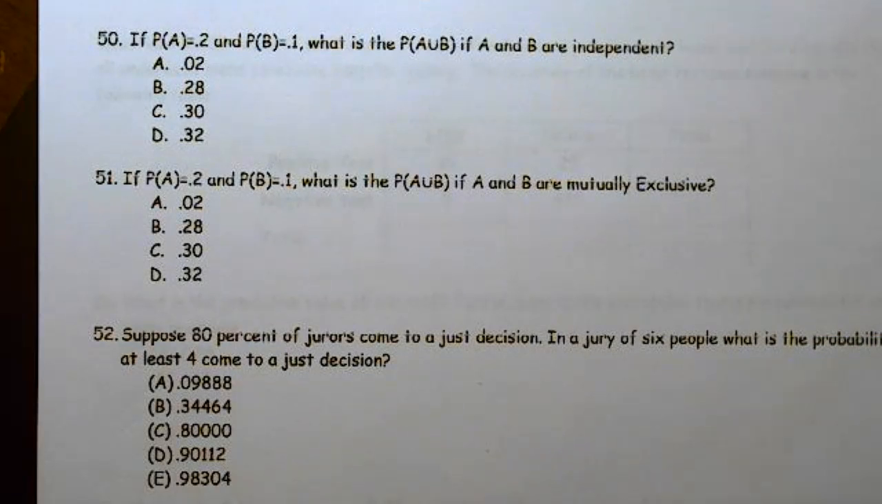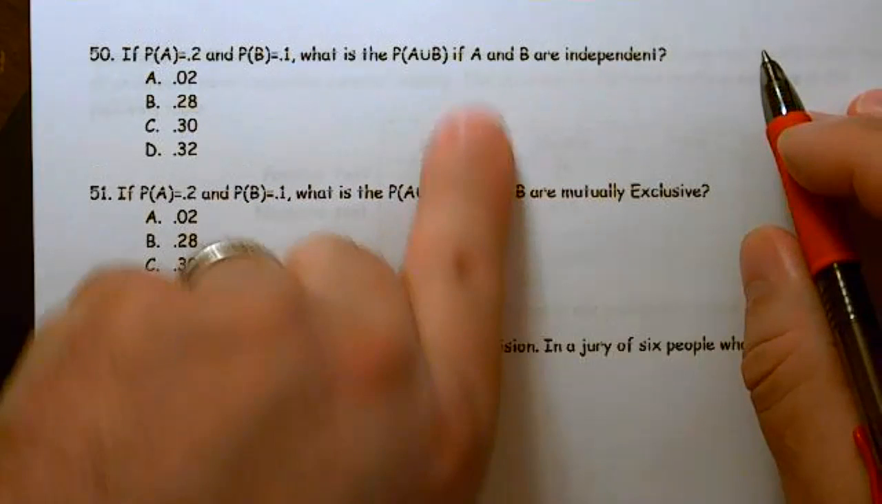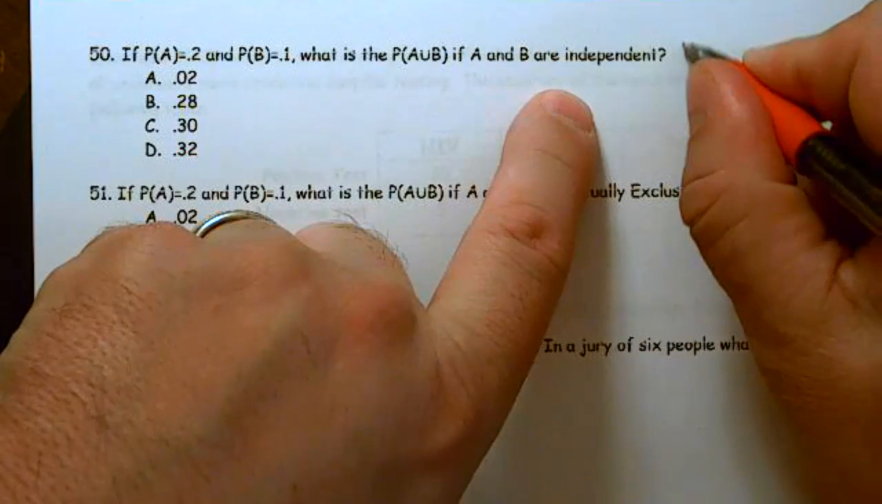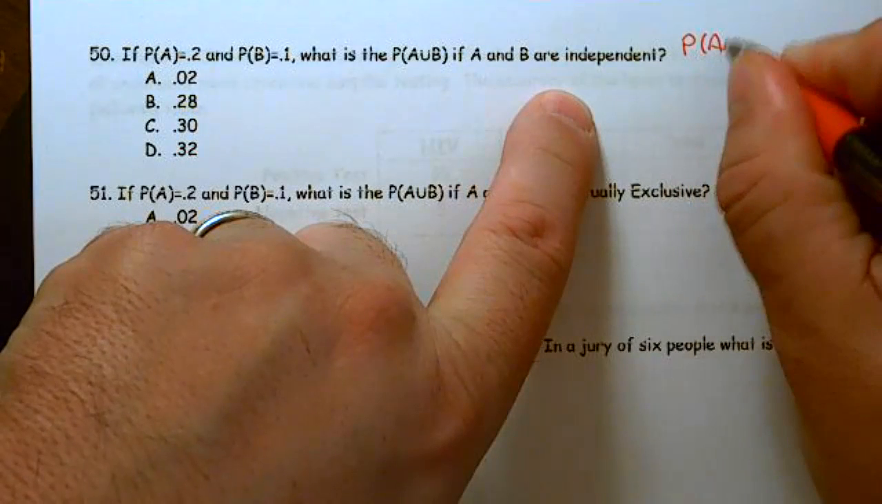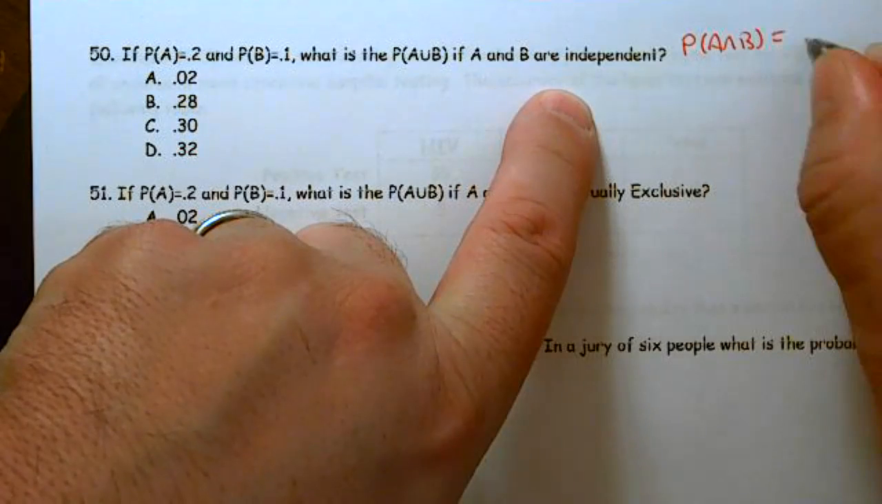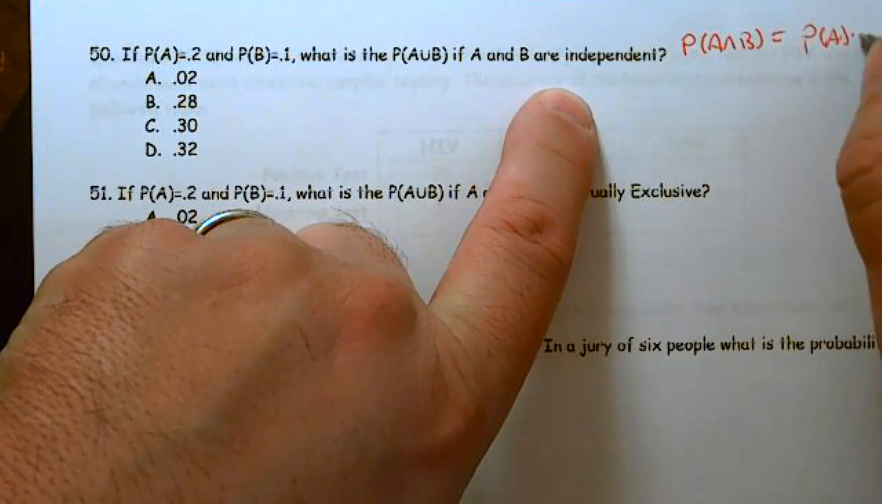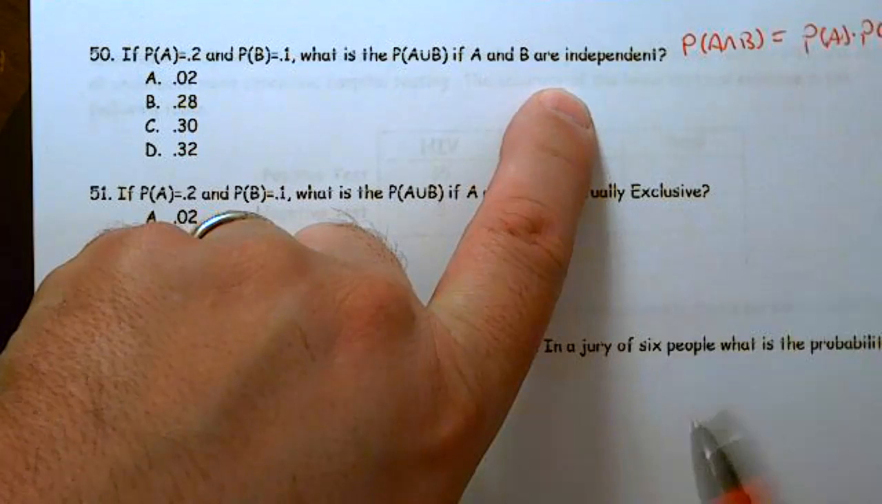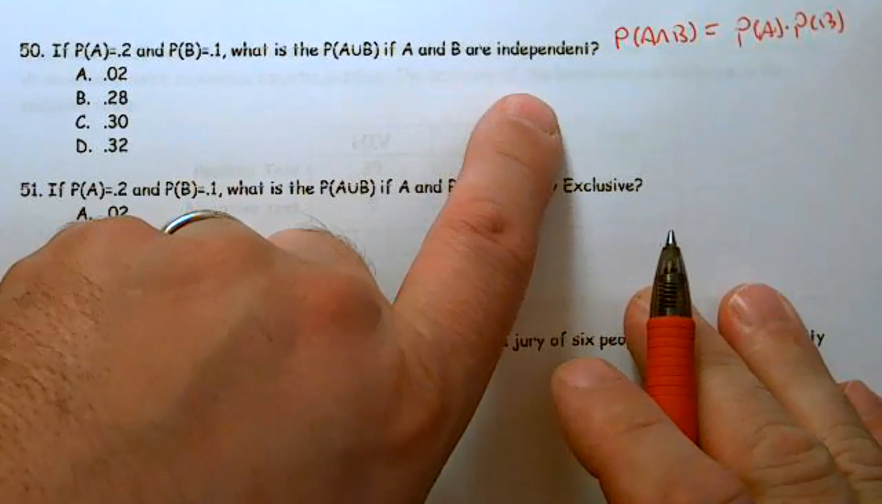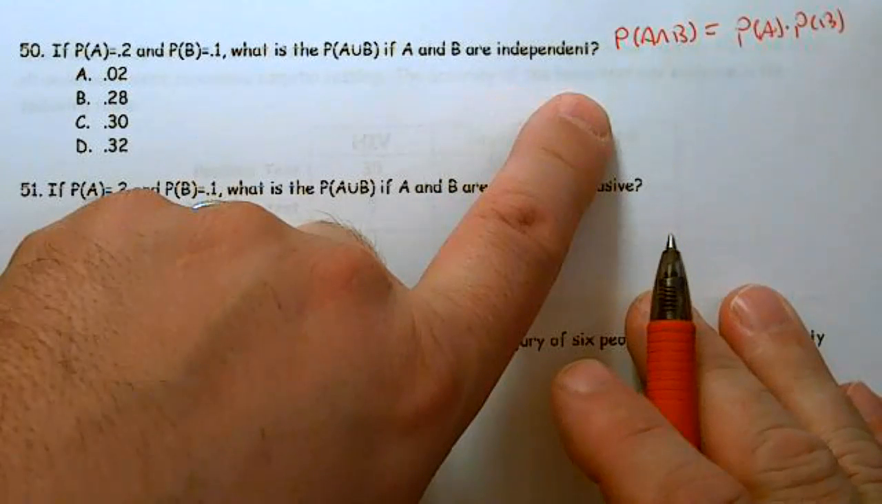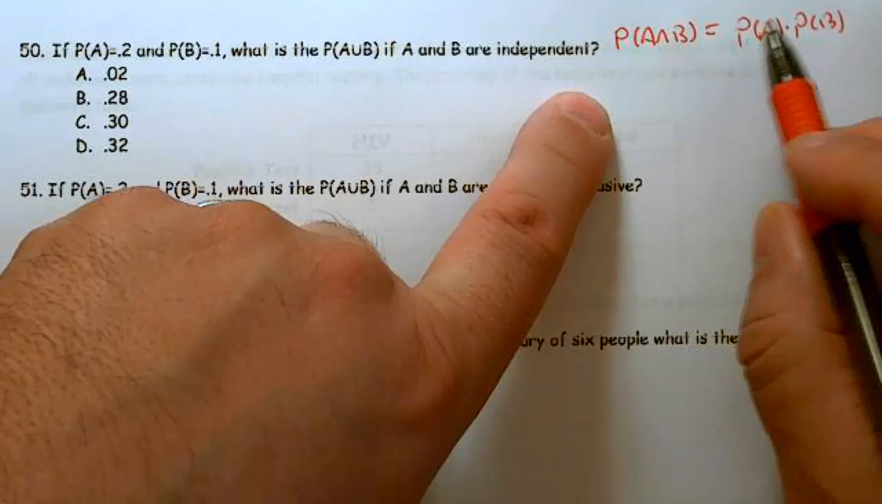If the probability of A equals 0.2 and the probability of B equals 0.1, what is the probability of A union B if A and B are independent? Okay, so if they're independent, we need to remember this. The probability of A and B equals the probability of A times the probability of B. So we need to remember that part. That's going to be really important. And let's go ahead and, well, we'll come back to that.